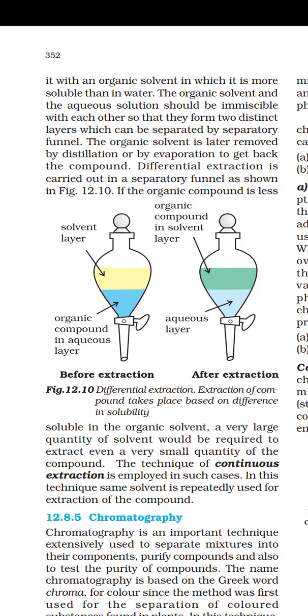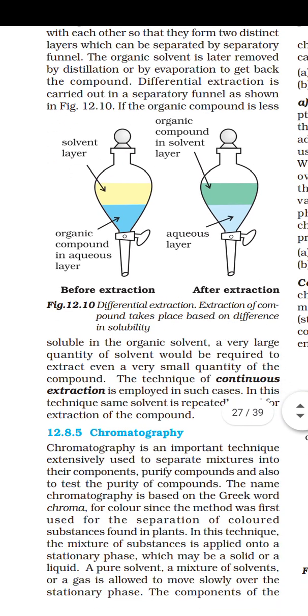The organic solvent is later removed by distillation or by evaporation to get back the compound. Differential extraction is carried out in a separatory funnel as shown in figure 12.10. If the organic compound is less soluble in the organic solvent, a very large quantity of solvent would be required to extract even a very small quantity of the compound. The technique of continuous extraction is employed in such cases. In this technique, the same solvent is repeatedly used for the extraction of the compound.